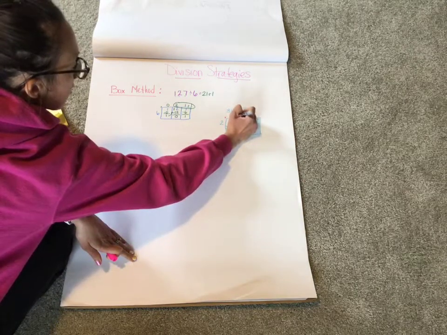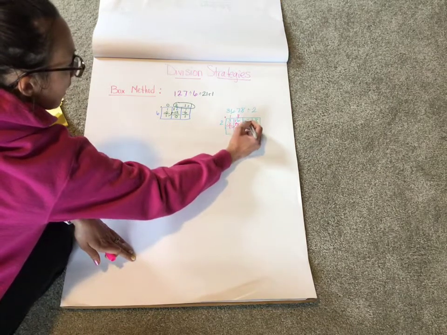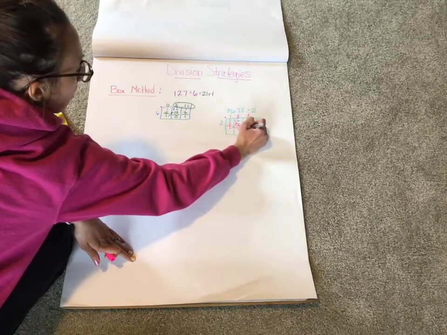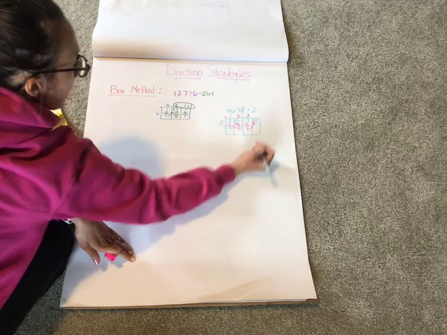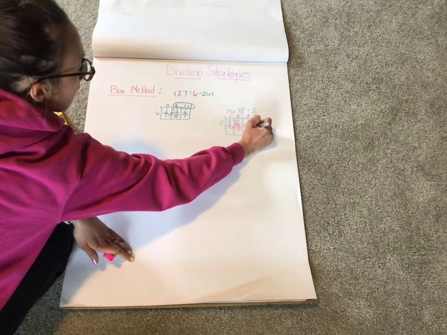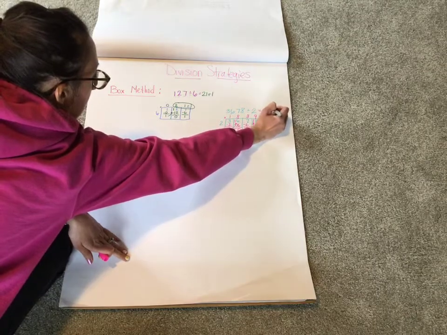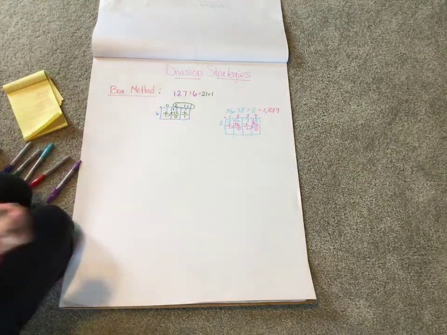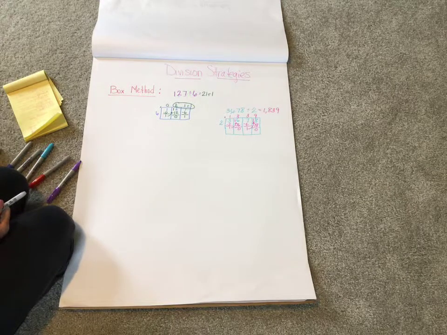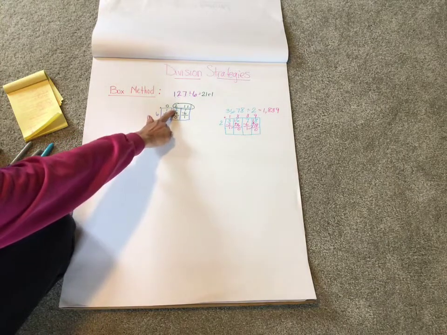There are 8 2's in 16. Nothing. There are 3 2's in 7 with a remainder of 1, so it comes up. And there are 9 2's in 18. There is no remainder, so my answer is 1,839. Okay, so that's the box method. That's where we're placing the dividend, the larger number, inside, and we're bringing our remainders up.